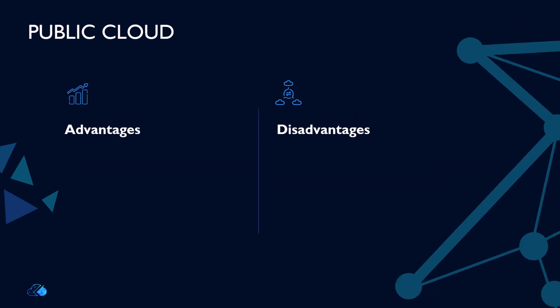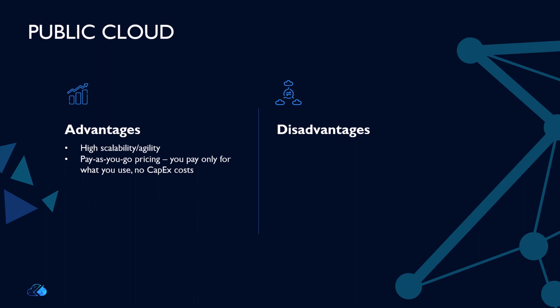The advantages and disadvantages of public cloud are as follows. Advantages: highly scalable, highly agile. Essentially, they're providing all that resource power, compute power, storage power. You can tap into it very, very quickly. Pay-as-you-go pricing. You pay only for what you use, no capex costs.